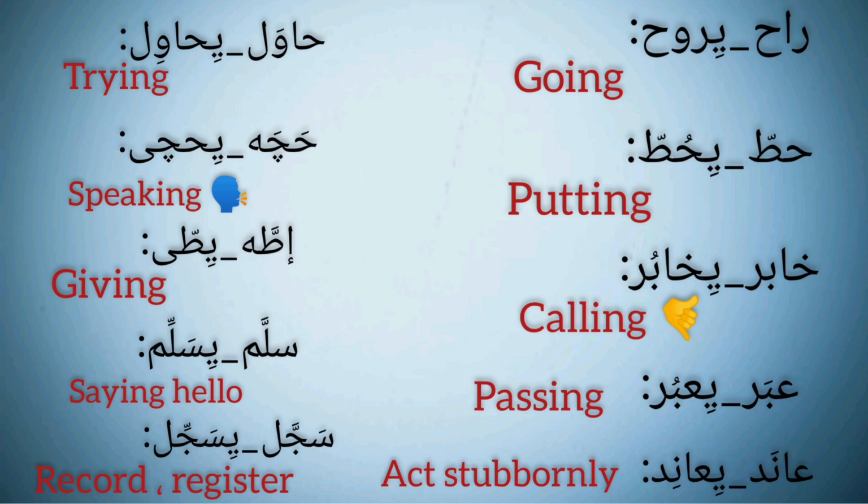And we can say that you عاند, okay? You act stubbornly. حاول يحاول. Tried and tries. حكي يحكي. Spoke and speaks. اعطى يعطي. Gave and gives. سلم يسلم. Said hello and says hello.